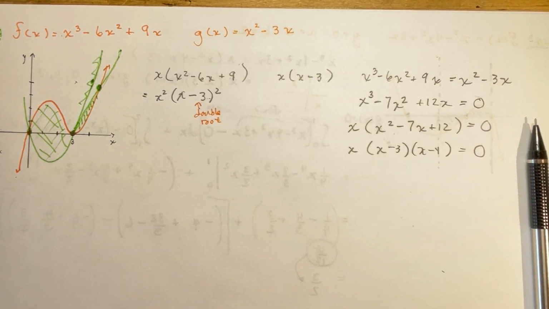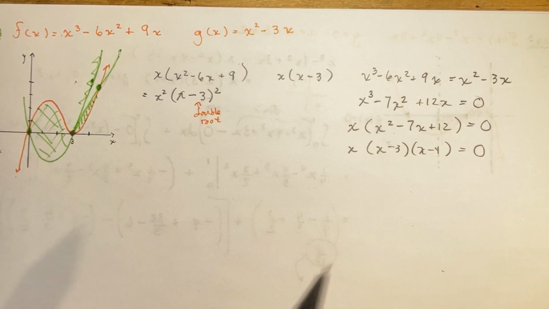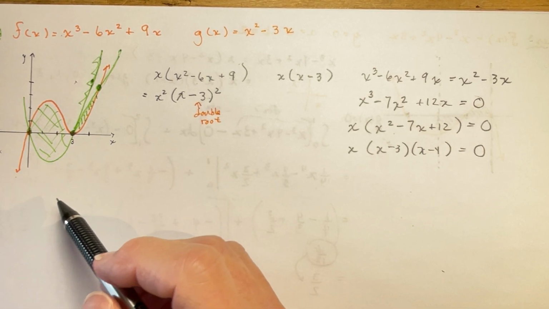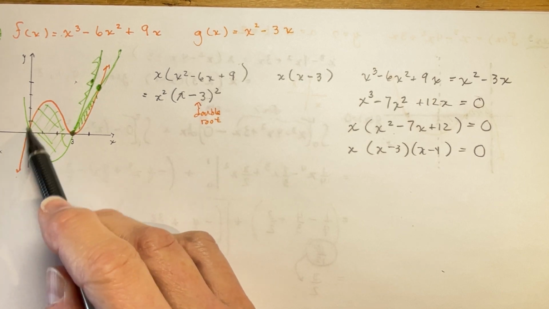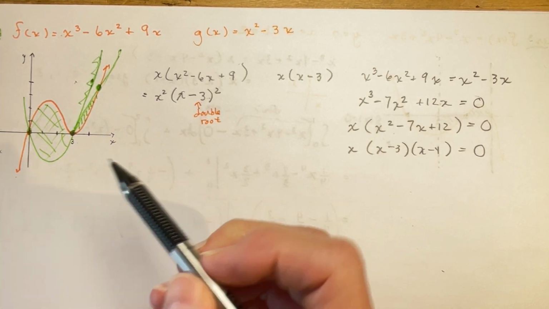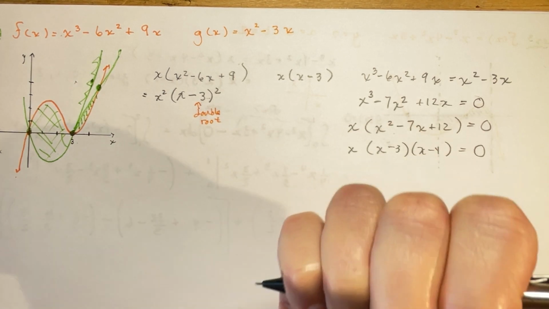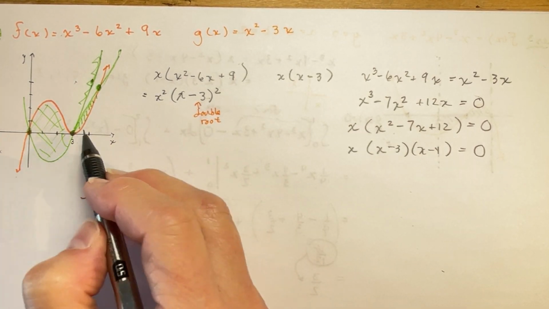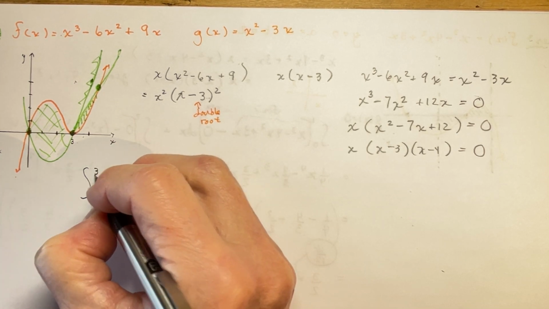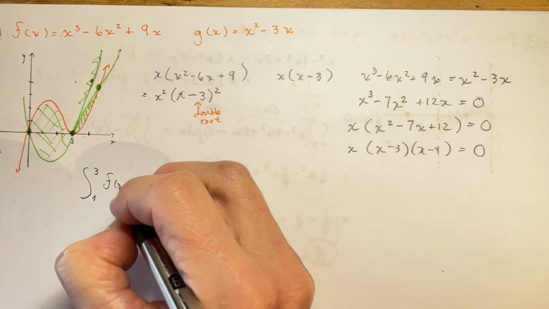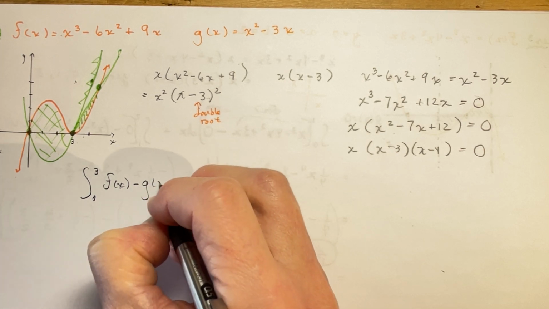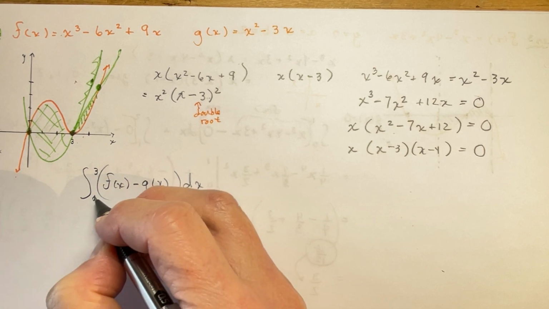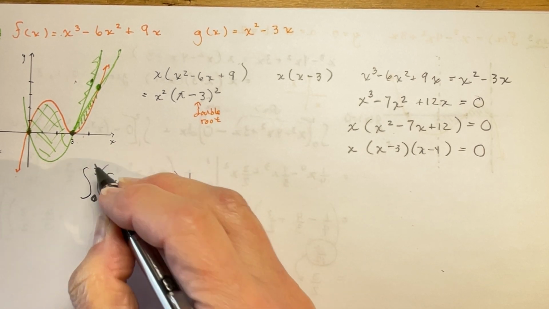Now, what you want to look at here is which function is above. Remember, it was f at x greater than g at x. So in this case, my f at x is greater than g at x. So the first part of my integral, to find this area, is going to be between 0 and 3. And it's going to be f at x minus g at x dx. So that's between 0 and 3.